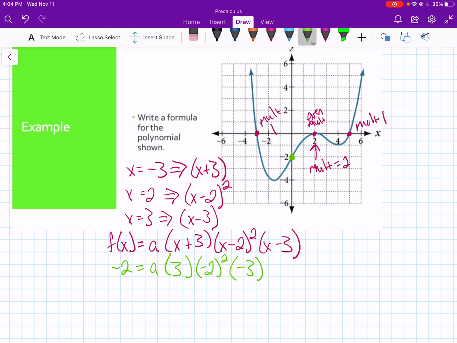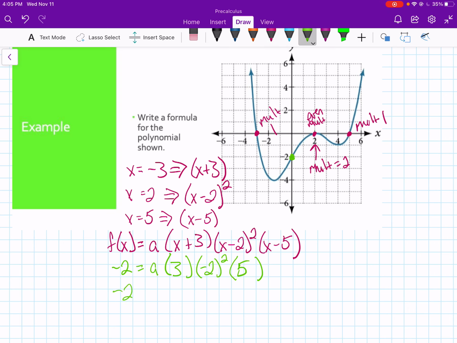Oh, I'm thinking the wrong number. These 3's should all be 5s, that's my bad. So I apologize for that. This should be x equals 5, x minus 5 here, and this should be a 5 here. So sorry about that.